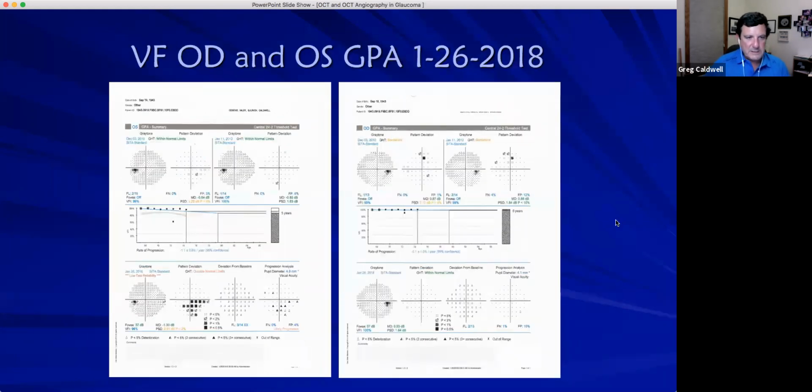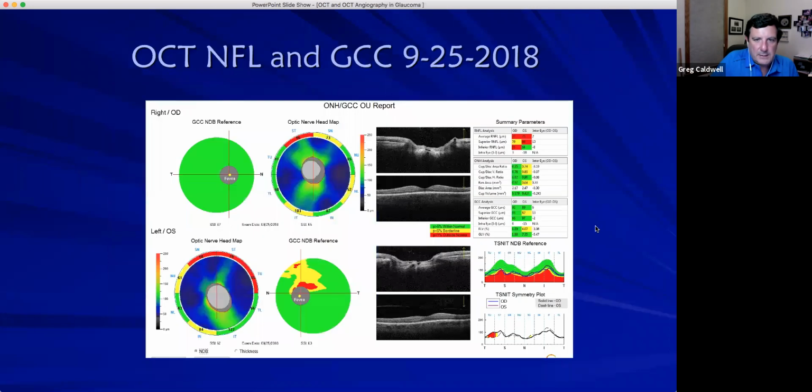And we can see over time, we're seeing what's happening with the progression analysis. Maybe not a defect here early, but it's not that deep of a defect, but you can see what has happened over a course of 8 years. And we can see here, we got maybe a little bit of an uphill trend, which sometimes happens when you take the stress off of those retinal ganglion cells. You can get a little bit of recovery. Remember, it's worse in his left eye.